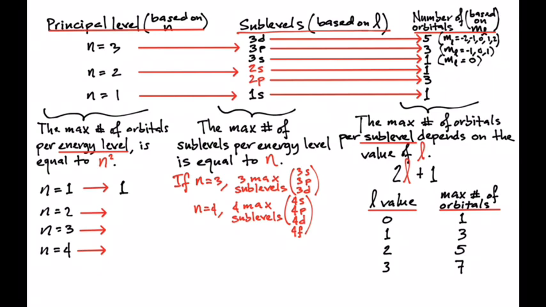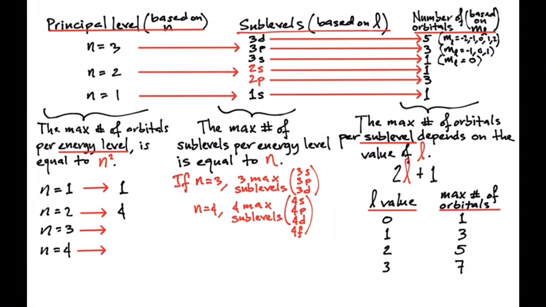For n equals 2, that would be 2 times 2, which is 4. So you have 4 orbitals. What are those orbitals? Well, you have the 2s and the 2p, right? In the 2s, you have 1 orbital. In the 2p, you have 3 orbitals, for a total of 4. 3 plus 1.